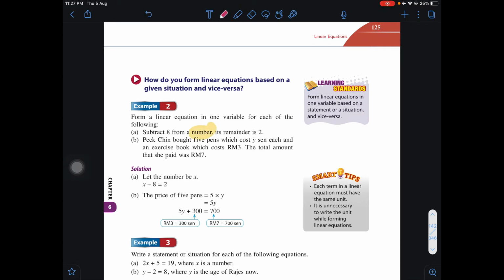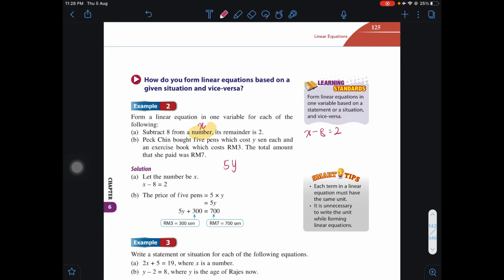Okay, unknown means variable. Okay, variable, you can just put anything. So for me, I put x. Okay, subtract 8 from a number. So a number, we subtract 8 and the remainder is 2. Like this. Okay, B. Pak Ching bought 5 pens which cost y cent each. Okay, he bought 5 pens which cost y cent each. Means that 5 pens, y cent. So means 5 times y, 5y. And an exercise book which cost RM3.